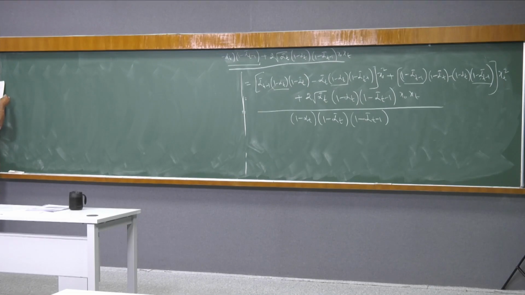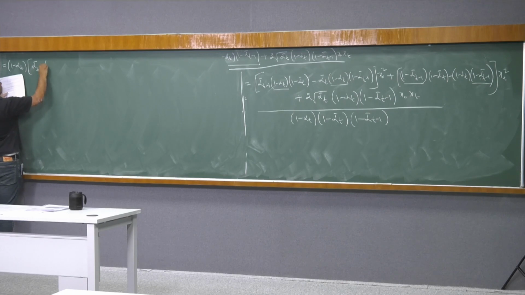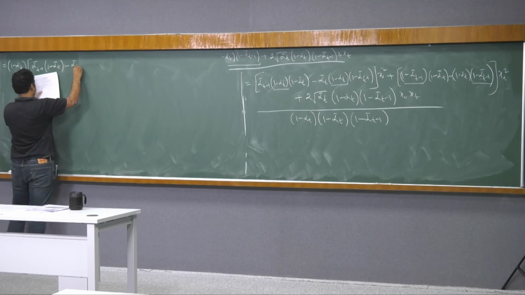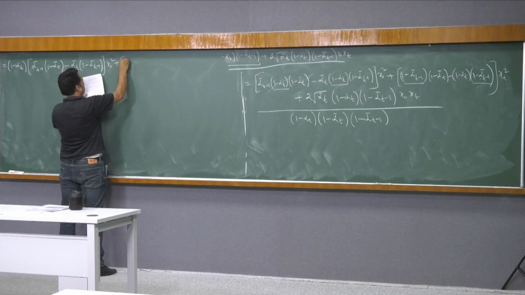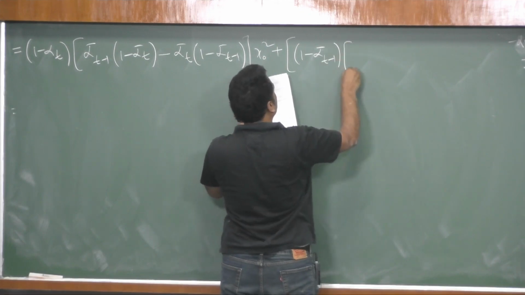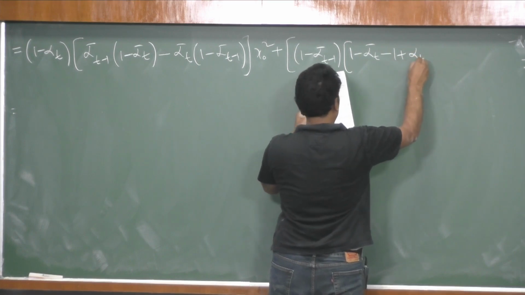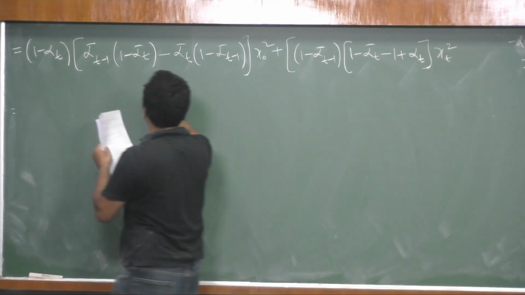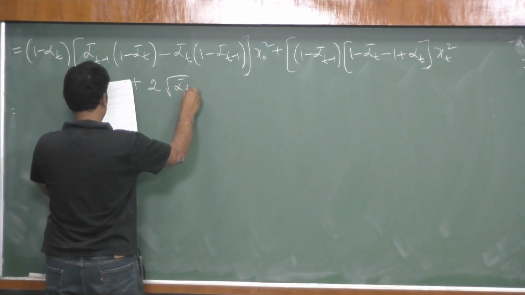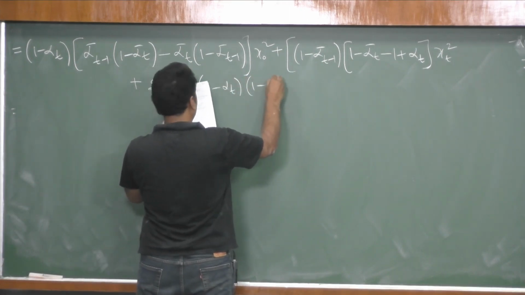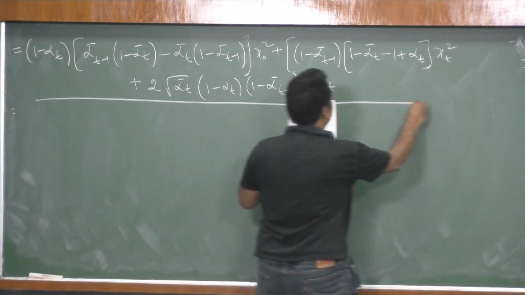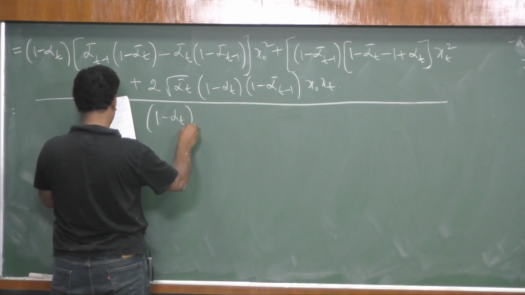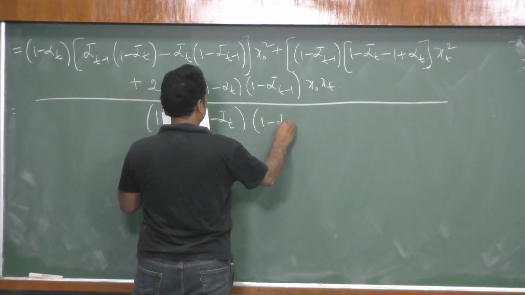So in the next step we have 1 minus alpha t and alpha bar t minus 1, 1 minus alpha bar t minus alpha bar t, 1 minus alpha bar t minus 1, x naught square, and then plus 1 minus alpha bar t minus 1, 1 minus alpha bar t minus 1 plus alpha t xt squared plus 2 square root of alpha bar t, 1 minus alpha t, 1 minus alpha bar t minus 1 x naught xt, and all divided by 1 minus alpha t, 1 minus alpha bar t, and 1 minus alpha bar t minus 1.